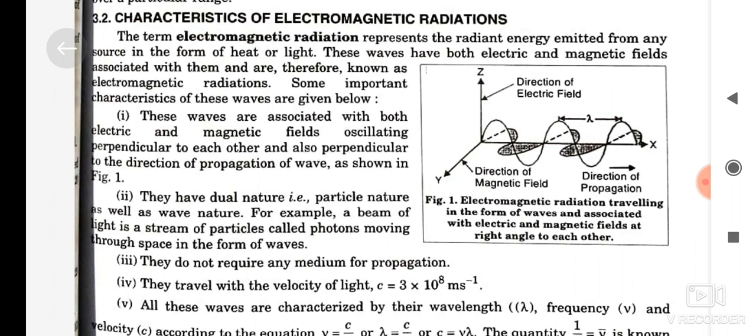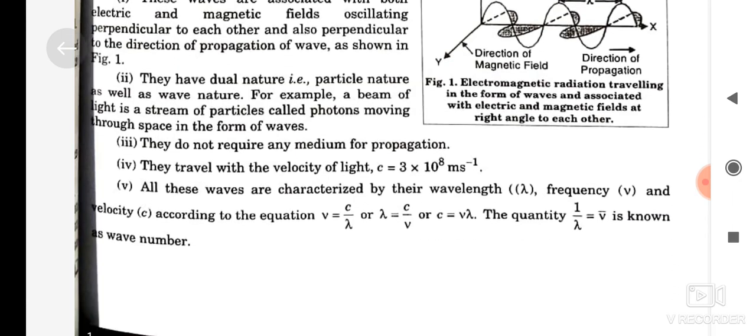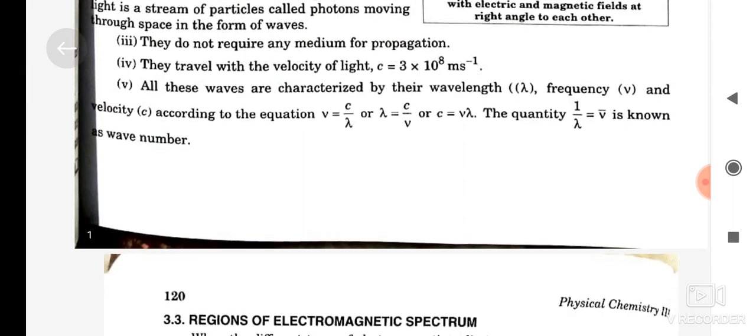meters per second. All these waves are characterized by their wavelength lambda, frequency nu and velocity c according to the equation nu is equal to c upon lambda, or lambda is equal to c upon nu. So c is equal to nu into lambda. The quantity 1 upon lambda, equal to nu bar, is known as the wave number.